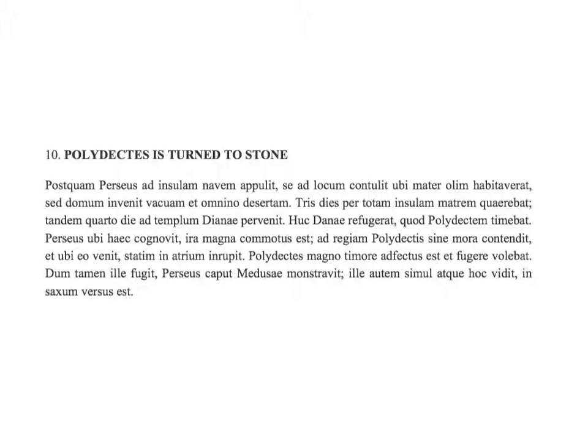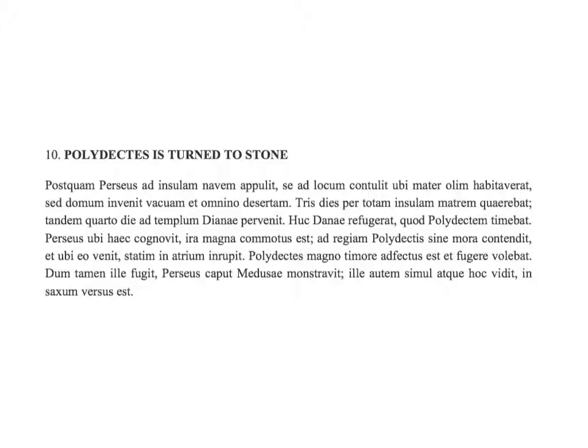Postquam Perseus, after Perseus drove his ship ad insulam, steered his ship maybe, towards the island, contulit, again we've got here one of those irregular verbs. He brought himself to the place, ubi, where his mother, olim, once, pluperfect, habitaverat, had lived. But he found the domum, the home, empty and completely deserted.